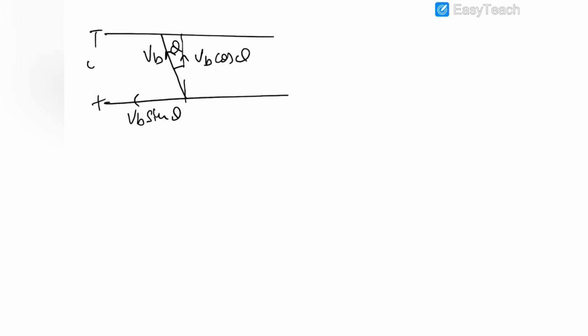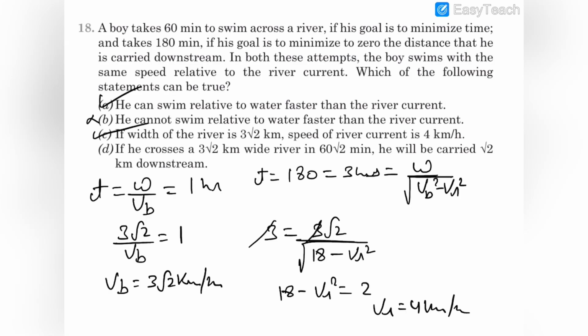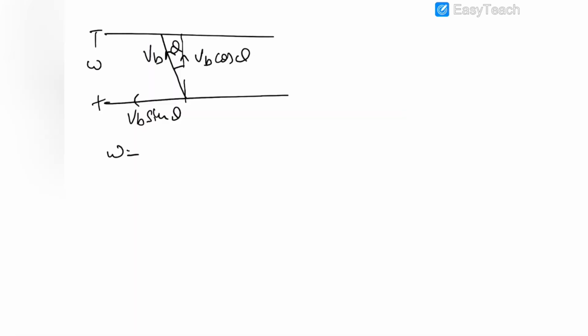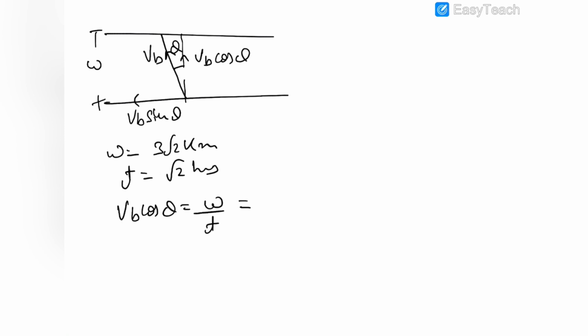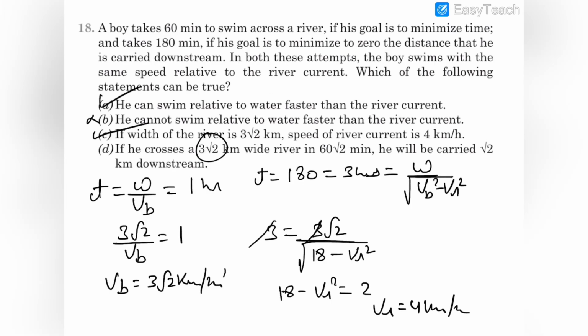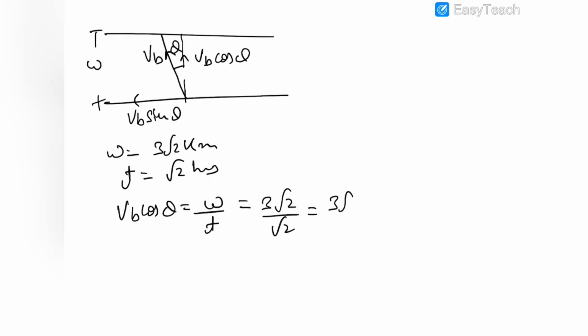Now the width of the river W is equal to 3 root 2 kilometers, and the time taken is 60 root 2 minutes, or we can say root 2 hours. So VB cos theta is equal to W by T, and W is 3 root 2 divided by root 2, and VB we have already calculated as 3 root 2. So this is 3 root 2 cos theta. So you can see that cos theta is 1 by root 2 and theta is therefore 45 degrees.